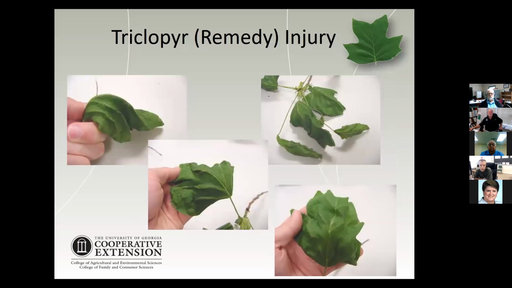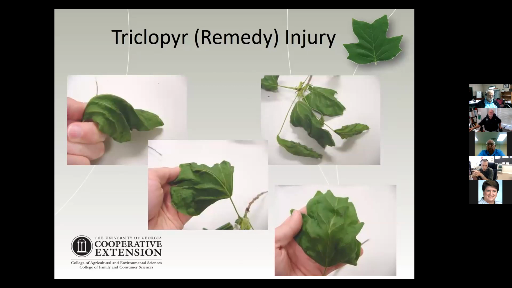This is the third class, the triclopyr herbicide. Remedy is a good example of that. This is an example of a client that had some tulip poplar trees in their pasture. If you're familiar with tulip poplar trees, they normally have a leaf like you see in the upper right-hand corner here, sort of like a cat's face is how I describe the normal leaf shape. But you can see in this picture, the leaves were very curled and cupped downward in this particular case.